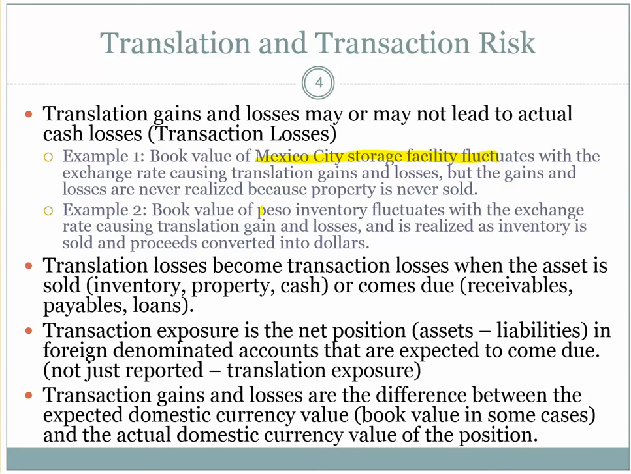In contrast to that, what if that same company had an inventory position in pesos, and the exchange rate goes up or down, there's a gain or loss, but when the actual inventory is sold, converted from pesos to dollars, and the peso was devalued at the time, then there could be a real loss. So translation losses become transaction losses when the asset is actually sold or comes due. So transaction exposure is the net position of assets and liabilities in foreign denominated accounts that are expected to come due. Not just reported, but actually come due.